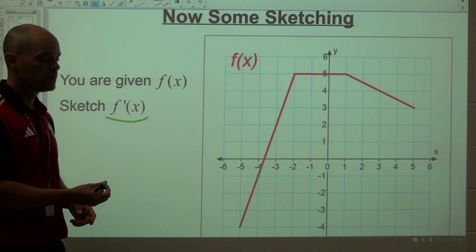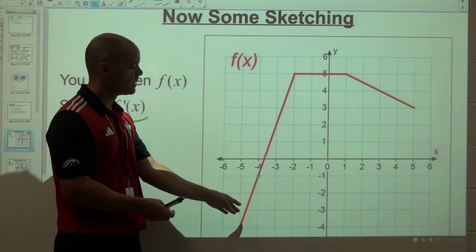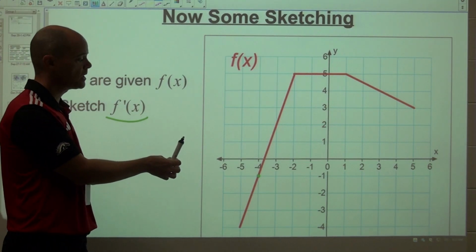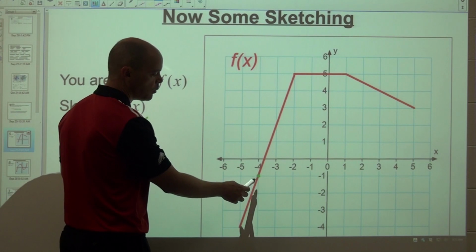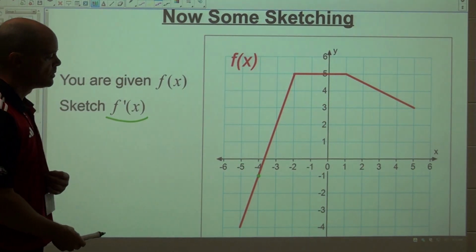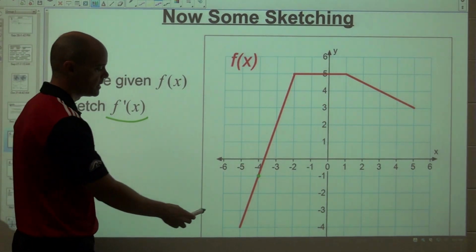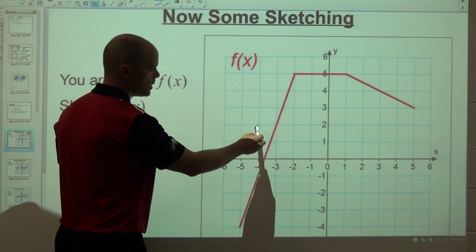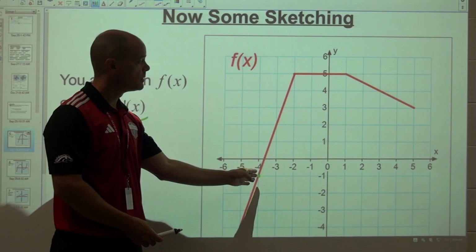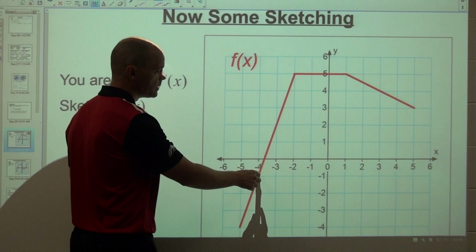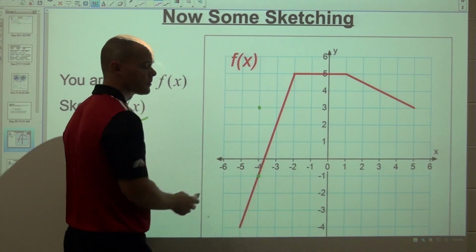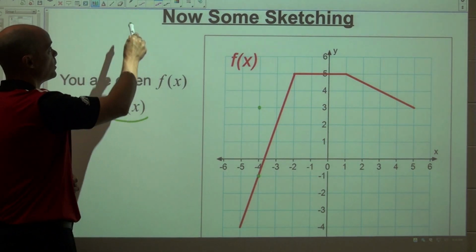Well, the derivative is the slope of the red line at -4. I need to ask myself, how steep is this? Or how fast is this changing? So at -4, what is the slope of this line right at this dot? Since it's a line, it's pretty easy to see the slope. I can see this is going up 3 over 1, up 3 over 1, up 3 over 1. So the slope at x equals -4 of this red line is 3. So at -4, I would plot (-4, 3), because that is the value of the slope.